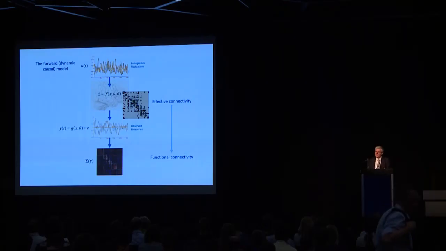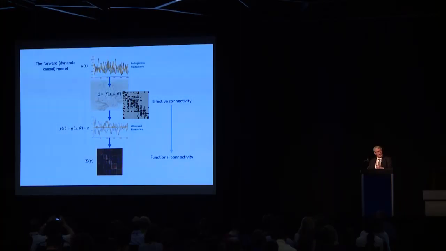So I'm going to use this graphic throughout the rest of the talk. What is shown here is the stream or the way that the data are actually generated. And we assume that right in the top panel here, there are some either endogenous fluctuations in the brain or designed experimental inputs that cause neural activity, and that neural activity is distributed.